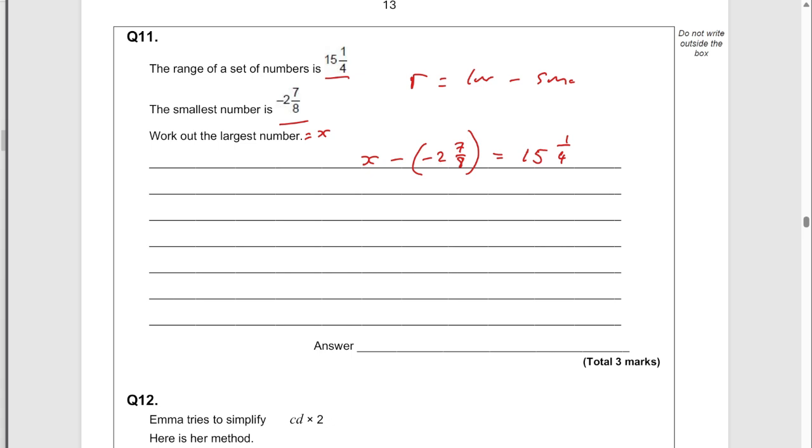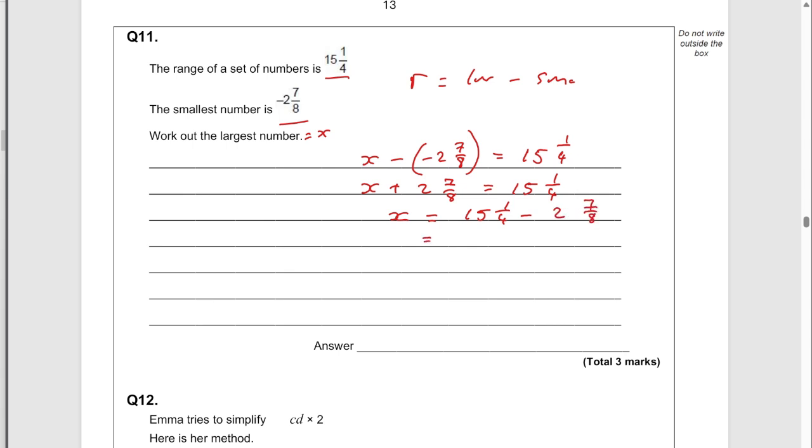Minus a negative number becomes the same as plus that number. So I'm going to say that x plus 2 and 7/8 has to be equal to 15 and a quarter. So I'm going to minus 2 and 7/8 from both sides. So x is going to be equal to 15 and a quarter minus 2 and 7/8.